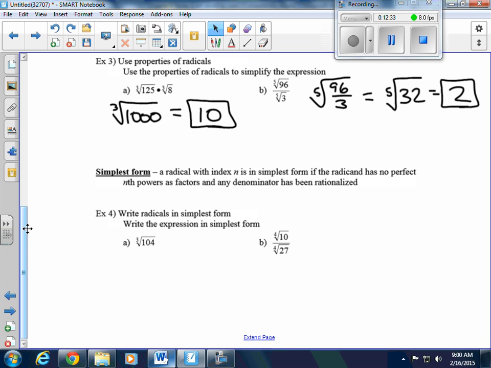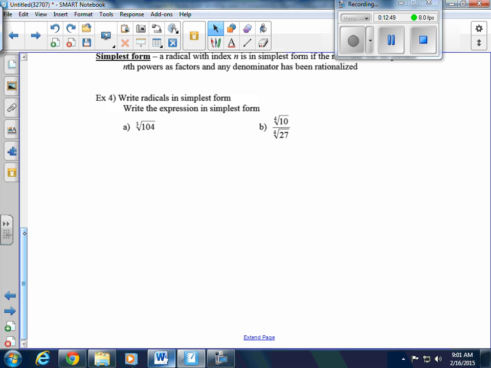Or you can't have a radicand that's 27, because the third root of 27 is 3. So we're going to have to look at these just a little bit differently than we did at the square roots. And then again, we cannot ever, ever, ever have a radical in the denominator. So we're going to look in example 4 at how to simplify a couple of these.